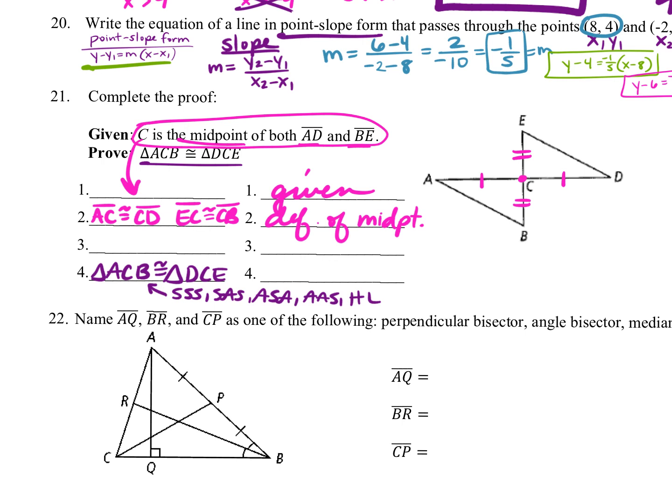So look at what we know. We have two sides. We either need to know the third side or we need to know the included angle. Well, if you look, those two angles are vertical angles. So we're going to use vertical angles to prove this. That would be angle ACB congruent to angle ECD because of vertical angles. So now the triangles are congruent by side, included angle, and side. So SAS.